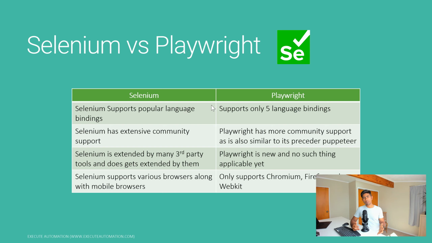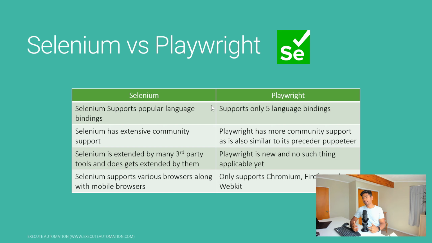Selenium is used by many tools like TestProject, Katalon Studio, and similarly by BrowserStack, and a lot of modern platform-as-a-service providers are using Selenium for running their tests. Selenium is supported over there, whereas Playwright is pretty new and nothing like that is applicable yet. So probably it will be supported pretty soon by other third parties as well. And Selenium supports various browsers along with mobile browsers, but Playwright at the moment only supports Chromium, Firefox, and WebKit, which is nothing but Safari, and it won't support Opera or any other browser that you name.